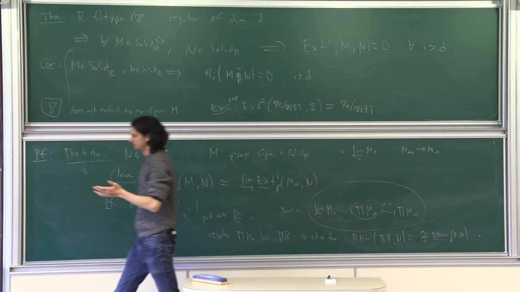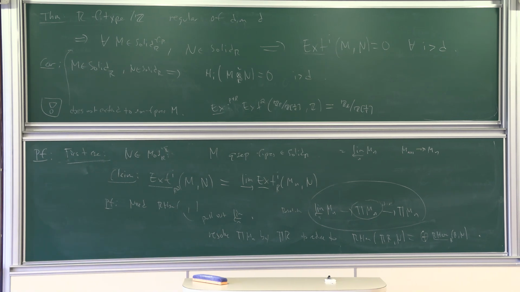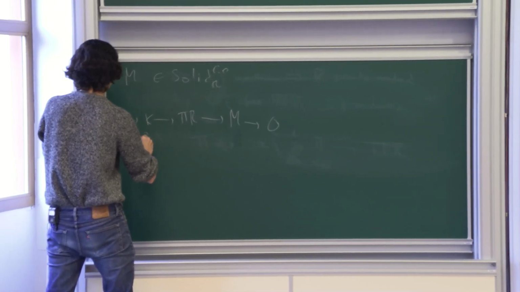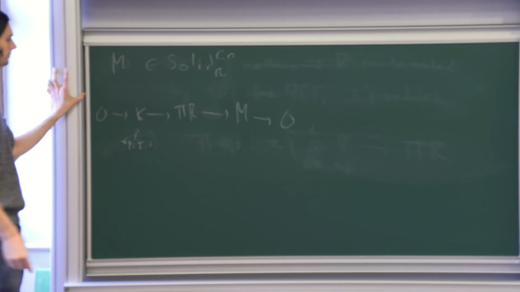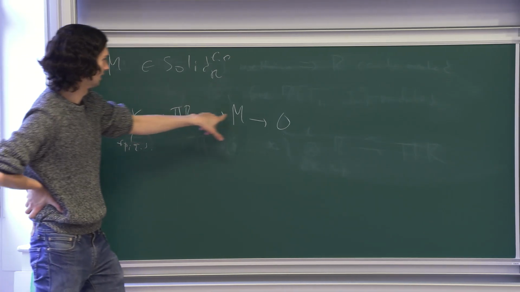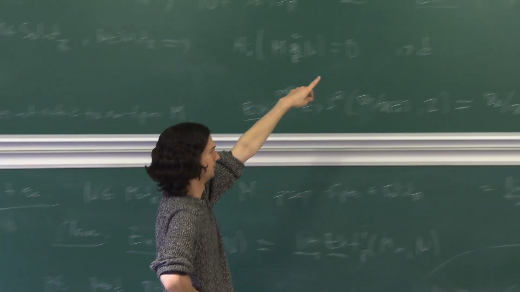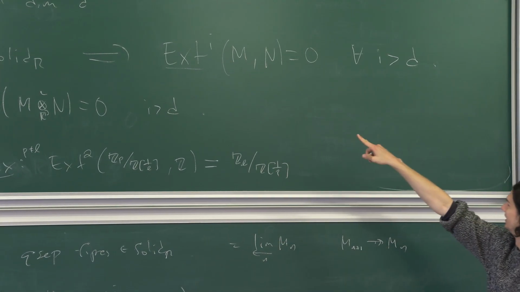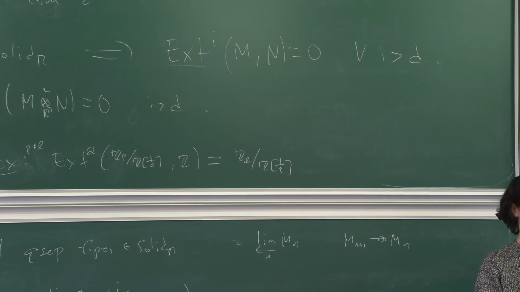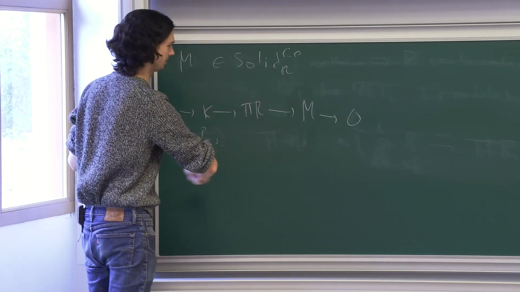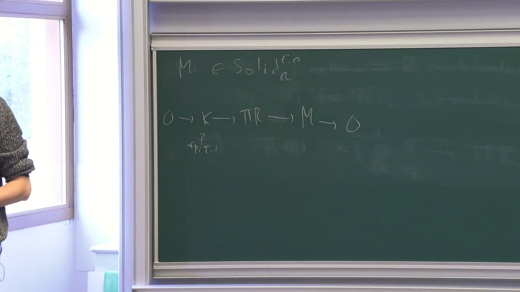Now, M arbitrary finitely presented, not necessarily quasi-separated. Then you can always resolve M by a product of copies of R, and then the kernel will be both finitely presented and quasi-separated. And then analyzing the long exact sequence in Ext, mapping out to N, you would get the desired result, but you'd lose one degree of cohomological dimension. You'd get that Ext^i vanishes for i greater than d plus 1. So the Ext^i vanishing here for i greater than d, when you chase through the long exact sequence, would only give the vanishing in degrees greater than d plus 1 there.